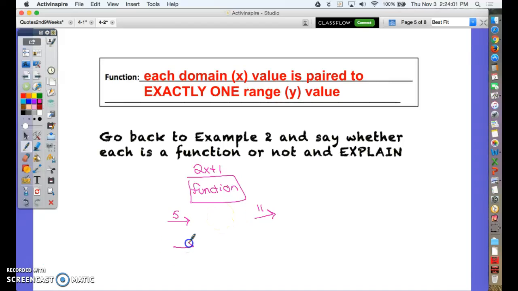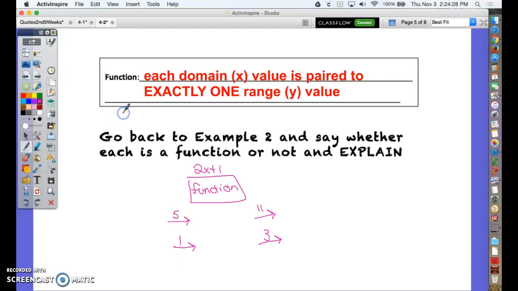I could put in a different domain. I could put in 1. 1 times 2 is 2. 2 plus 1 is 3. I could get an output of 3. And I could do this with tons of points. This is a function because every time I put in 5, I will always get out 11. There will never be a time where I put in 5 and I get a different answer, right? So this would be a function because each x value would be paired to one y value, okay?